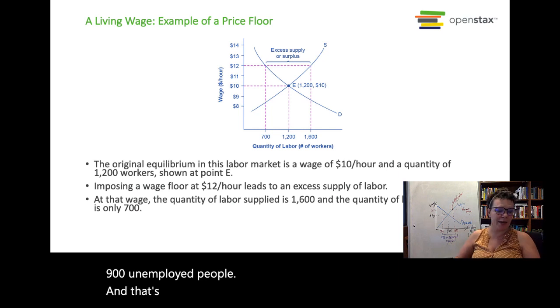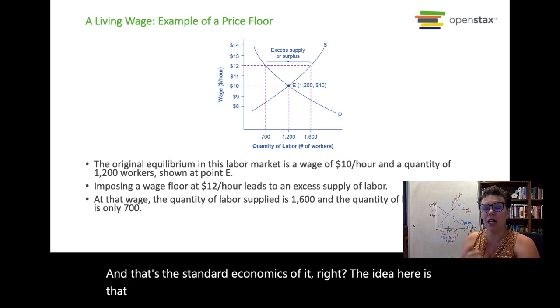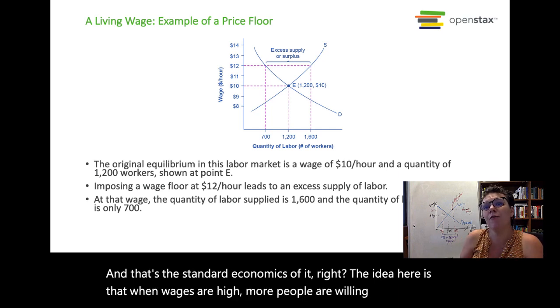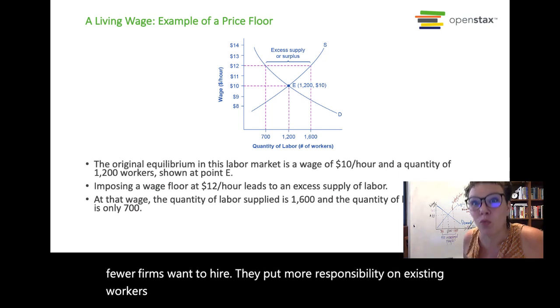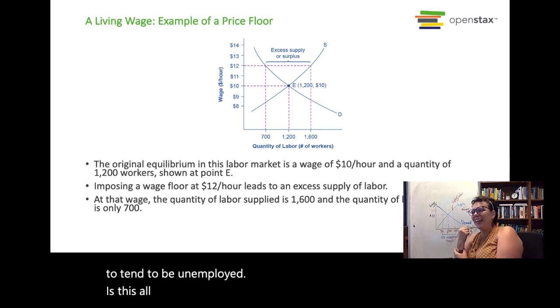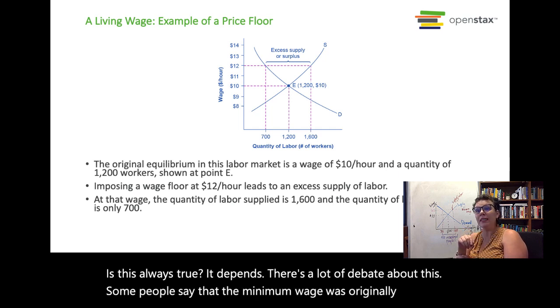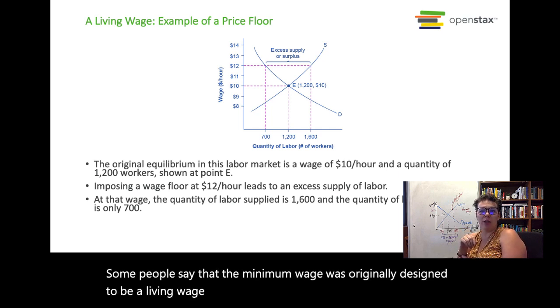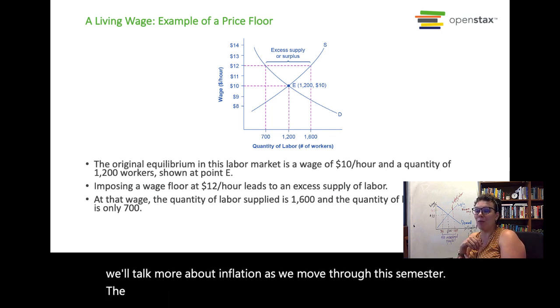And that's the standard economics of it, right? The idea here is that when wages are high, more people are willing to work and fewer firms want to hire. They put more responsibility on existing workers, find ways around using labor, and more people are going to tend to be unemployed. Is this always true? It depends. There's a lot of debate about this. Some people say that the minimum wage was originally designed to be a living wage. If you look at it and correct for inflation, and we'll talk more about inflation as we move through the semester, the purchasing power of the minimum wage has not kept up.